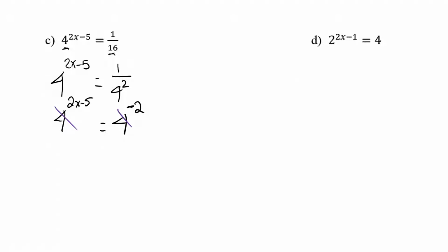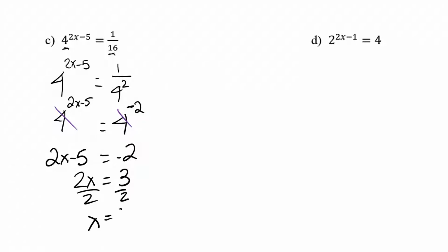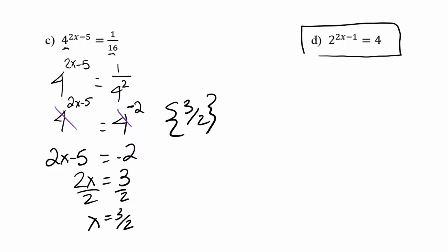I can cancel the 4's and just deal with the exponents of 2x minus 5 equals -2. I'm going to add this 5 to both sides and get 2x equals +3. Divide both sides by 2. And x equals the beautiful fraction 3/2. Again, I'm going to leave D for you. This is a nice one.